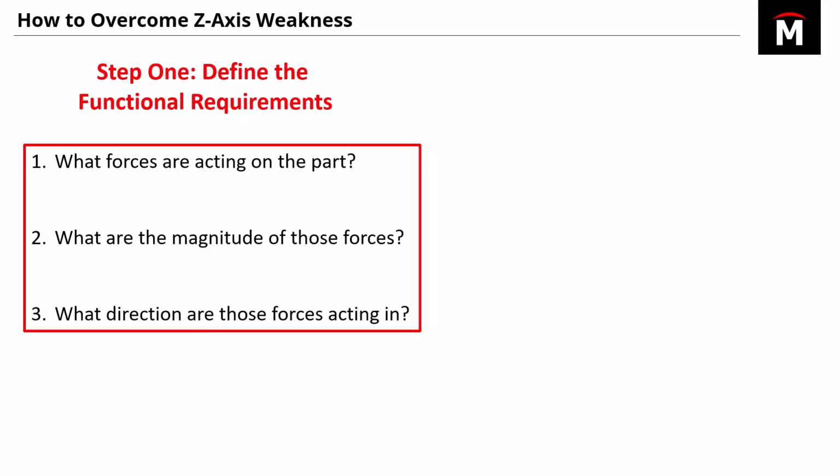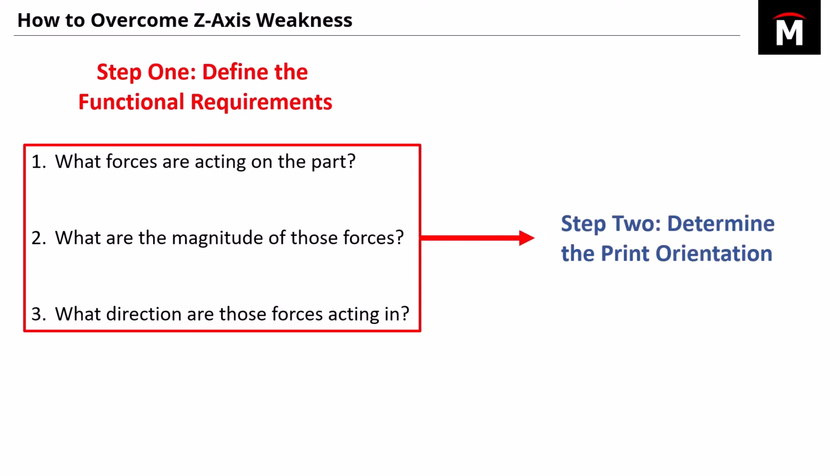Because all of those things will come together in your decision for step number 2, which is determining what orientation you're going to print your part in, because the orientation determines a lot, but especially where those stronger interlayer bonds are going to be, and it also determines where your weaker Z-axis bonds are going to be. And so I always try to figure out orientation before I even get started modeling a part.